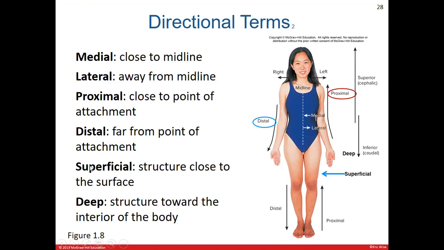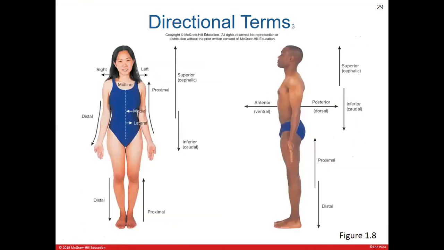Superficial and deep. If something is closer to the surface, then it's superficial. If something is further into the interior of the body, then it's considered to be deep. And so you could say something like the skin is superficial to the muscles, or the muscle layer is deep to the skin layer. You see some other diagrams. Like I said, find some way to memorize these, practice these. We're going to have a lab exercise eventually that will help you to practice these terms.